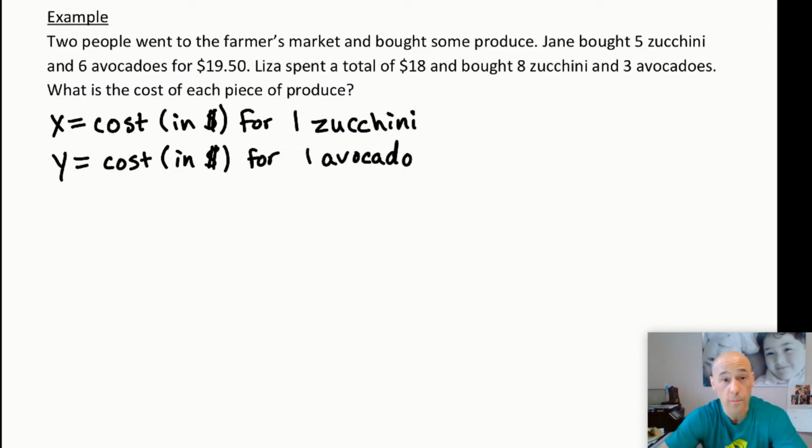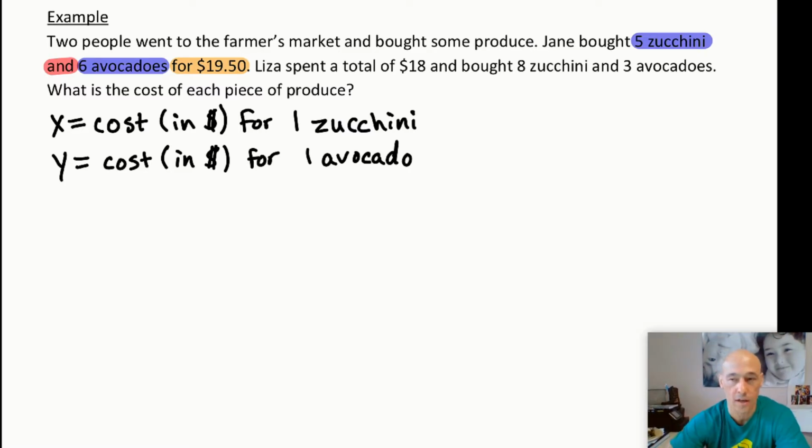That's step 2. Now we're going to look for keywords, sometimes helpful to highlight, and that's what I like to do here. So we have 2 people that went to the farmer's market and bought some produce. Jane bought 5 zucchini. I know that's going to be important. And is a keyword that usually means addition. And 6 avocados for $19.50. For can sometimes be multiplication and sometimes equals. And in this case, we can see that it's equals.